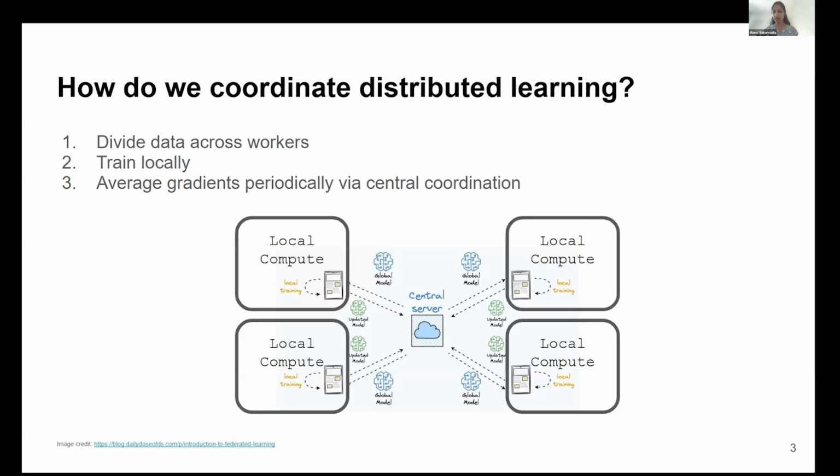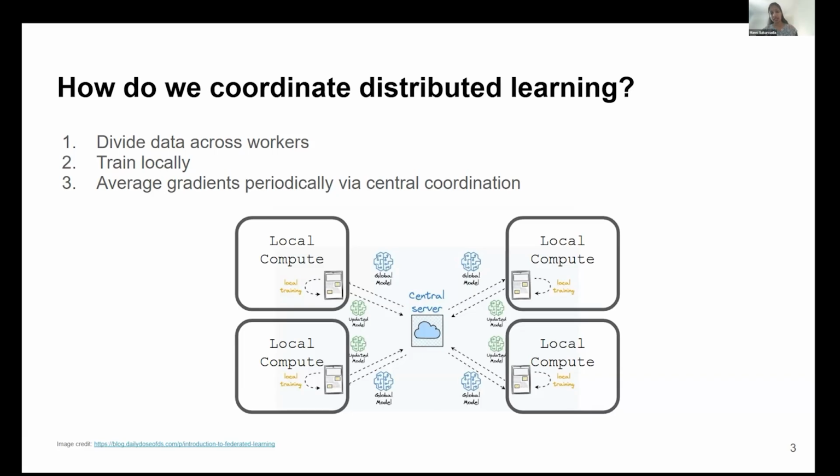To alleviate these concerns, we now have the option to do this exact same algorithm, but via local compute. This is called federated learning. So what's happening here is that we're moving the compute to the data generation site, alleviating privacy concern and data transfer cost, but we are still coordinating communication between these workers via some central server.